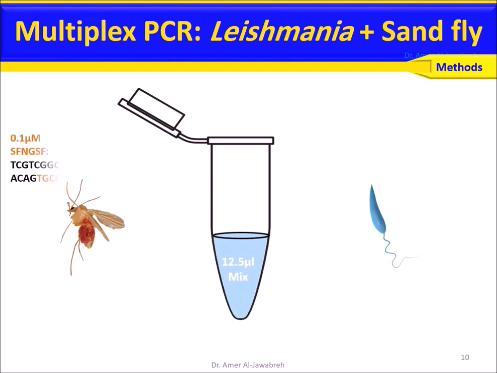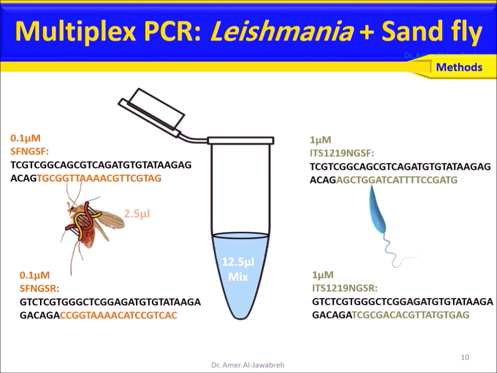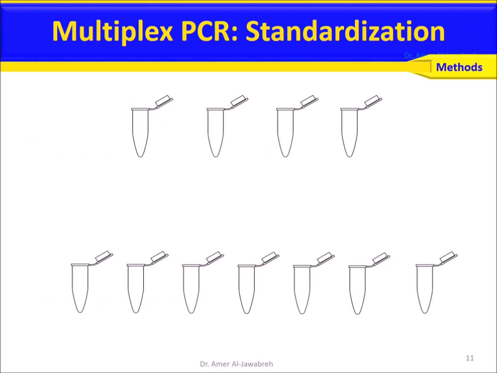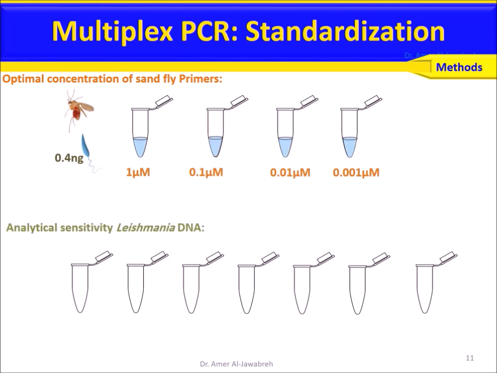Leishmania and sandfly in one tube in a total reaction volume of 25 microliters. Note the long primers. The black regions are Illumina adapters, which should be the same for all forward primers and reverse primers. Only the colored sequences represent the original primers specific for each target. Standardization of multiplex PCR. Determine optimal concentration of sandfly primers and analytical sensitivity of Leishmania DNA by comparing results across a series of concentrations.